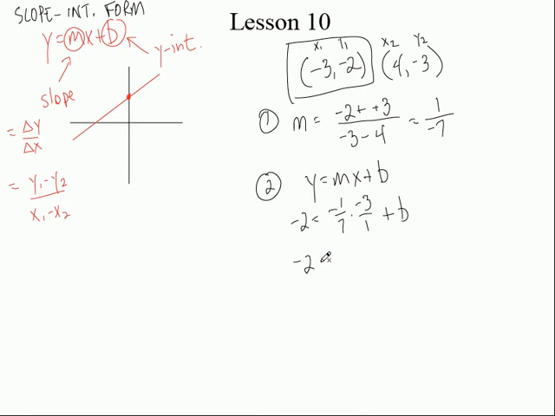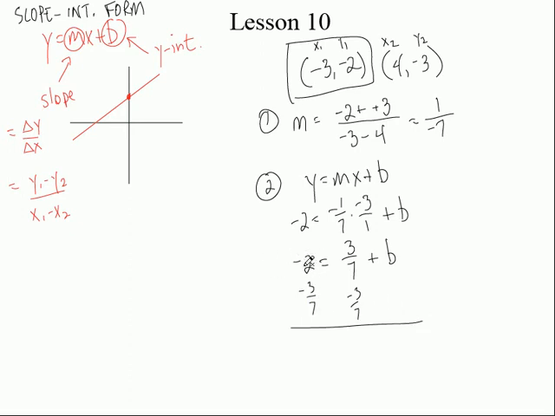So let's make this a little bit nicer looking. Watch, negative times negative is positive. 1/7 times 3 is the same as 3/7 plus b. Now it's just a matter of solving for b. So we subtract 3/7 from both sides.